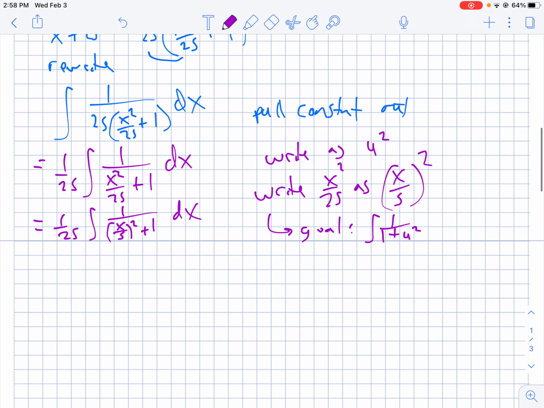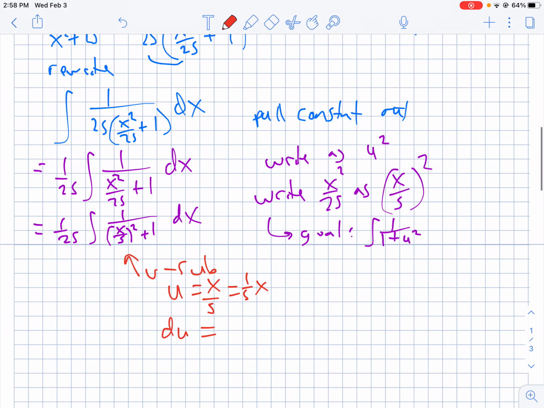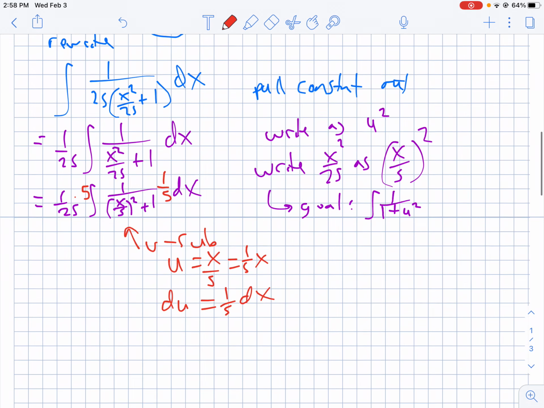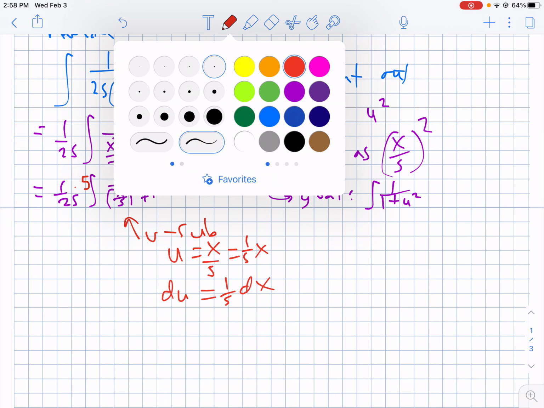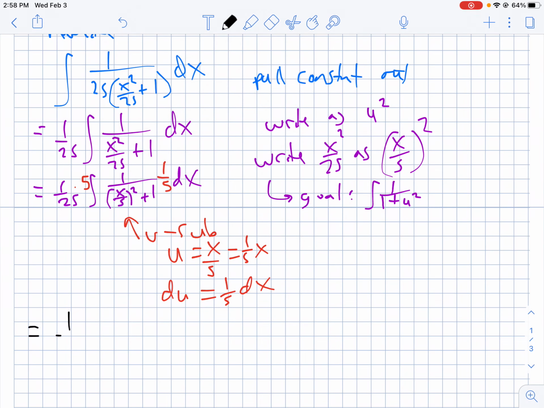Okay. Now from here, what we're going to do is a u sub. We're going to do a u sub with this part that's in parentheses. So we're going to pick u to be x over 5, or 1/5 x, of course. The derivative of that is just 1/5 times dx. So let's help ourselves out. We put a 1/5 here, we balance with the 5 in front. When I do that, in front, the 1/25 and the 5 balance to be 1 over 5 times the integral here. So we have a 1 over u squared plus 1, and then this just becomes a du.